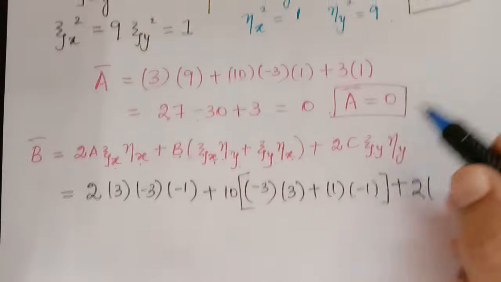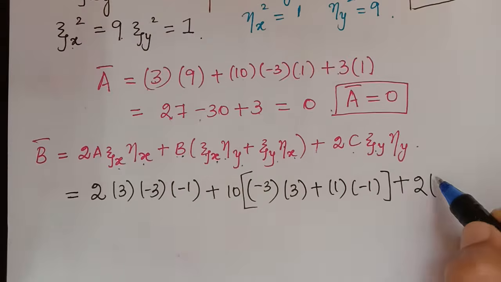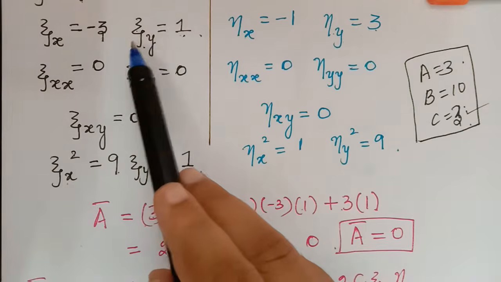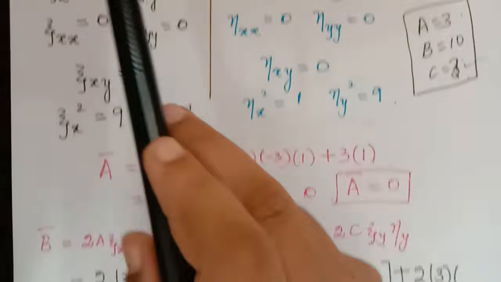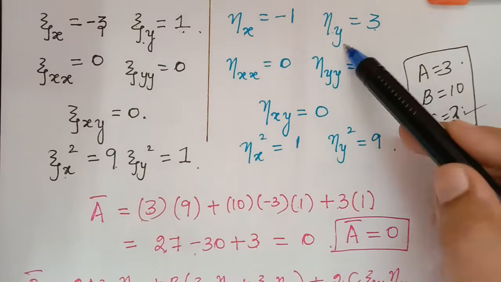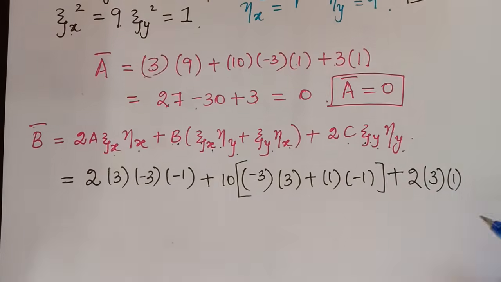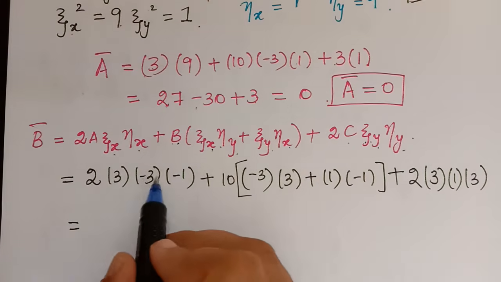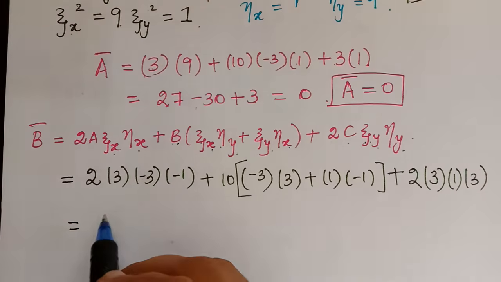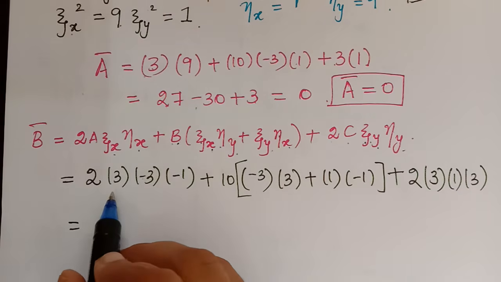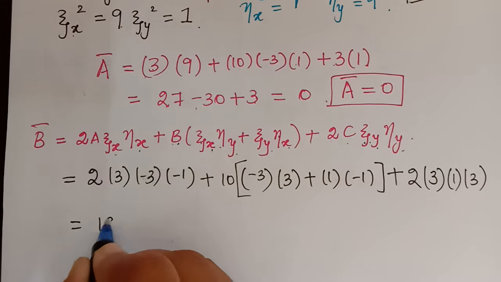What is c? The value of c is 3. So 3. And then xi y. The value of xi y is 1. So 1 multiplied with eta y. Eta y is 3. So now we shall simplify this. Because we have negative and negative, it gets multiplied and it becomes positive. 3 times 3 is 9, 9 2 times is 18.